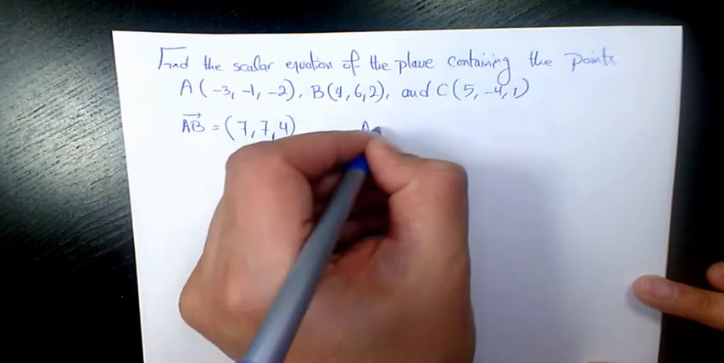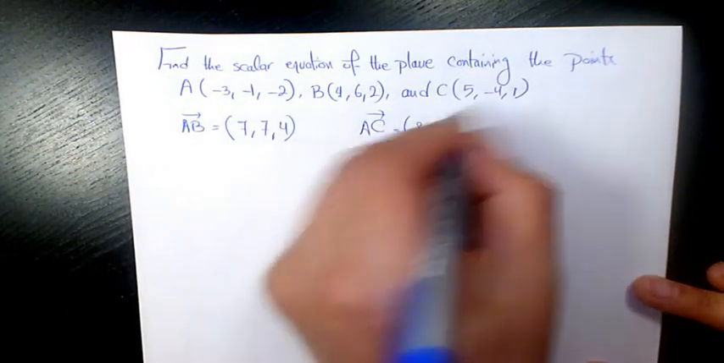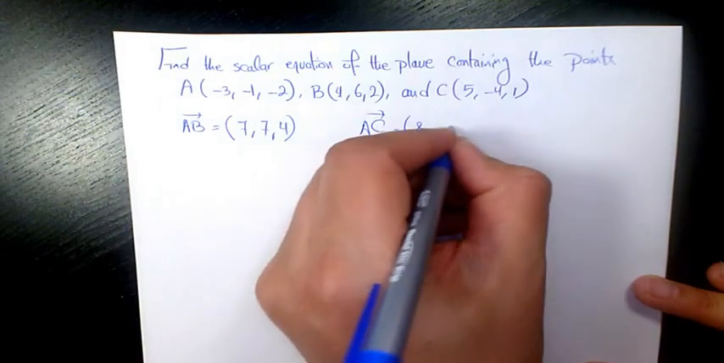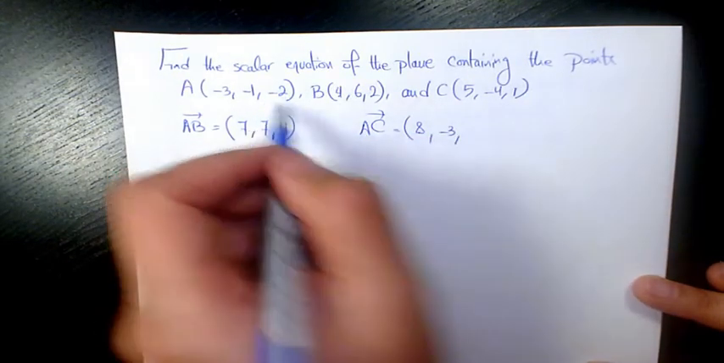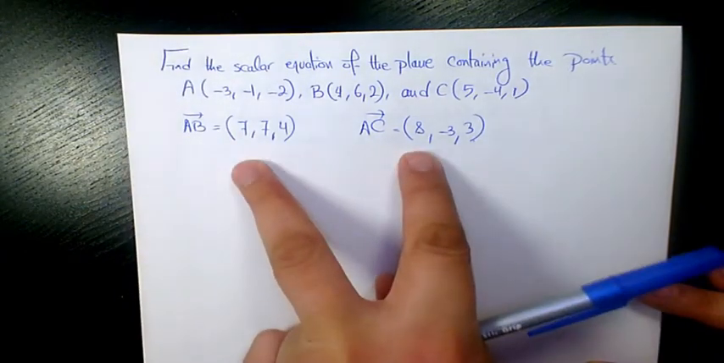On the other hand, we can write AC, 5 minus negative 3, 8. Negative 4 minus negative 1 is going to be negative 3. And 1 minus negative 2 is going to be 3. So these are the vectors on the plane.